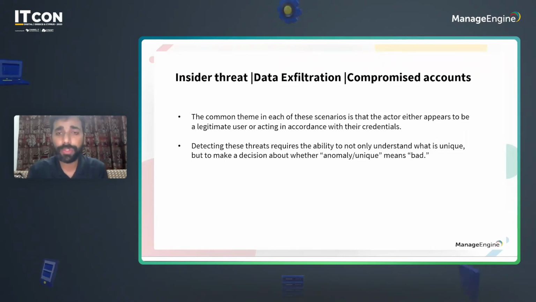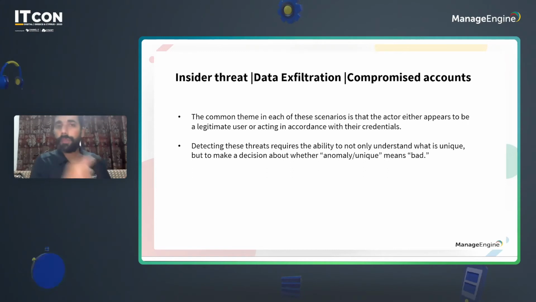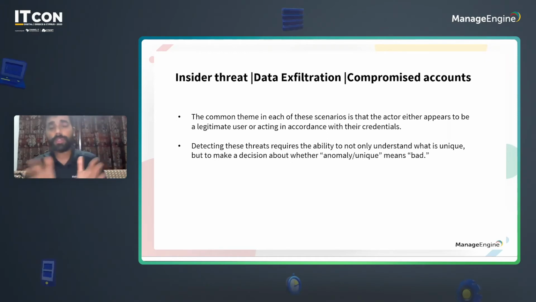So this is what you get with ManageEngine Log360, but let's go deep. Insider threat, data exfiltration, and compromised accounts. What do these three classifications give you, or what do they mean? The common theme in each of these scenarios is that the actor, when I say actor, it could be an action or an attacker or a consequence of a specific activity, either appears to be a legitimate user or is acting in accordance with their credential. Example, to break it up for you: the unique call that just came up, the anomaly which was triggered, could be a legitimate user or someone acting in accordance with that specific user.